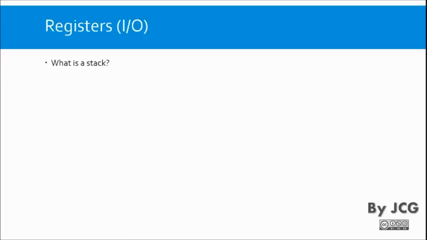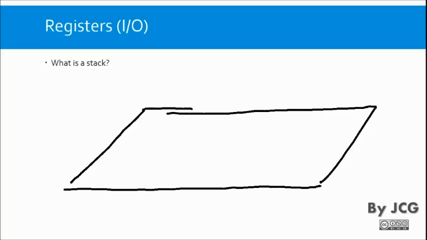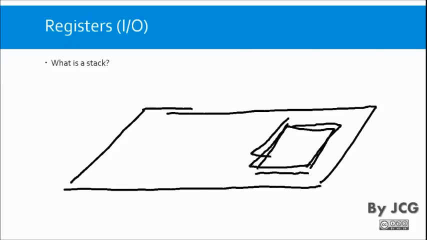And before telling you about the specific register of our microcontroller, I want to tell you what a stack is. Imagine you have your desktop, some workspace over here, and someone hands you a piece of paper, and you put the piece of paper on this part of the desktop. Next, another person hands you another piece of paper, and you start putting the pieces of paper one on top of the other. This is what we call a stack.